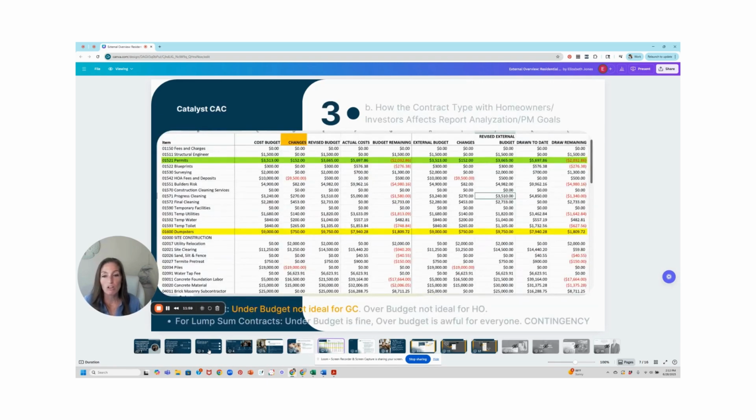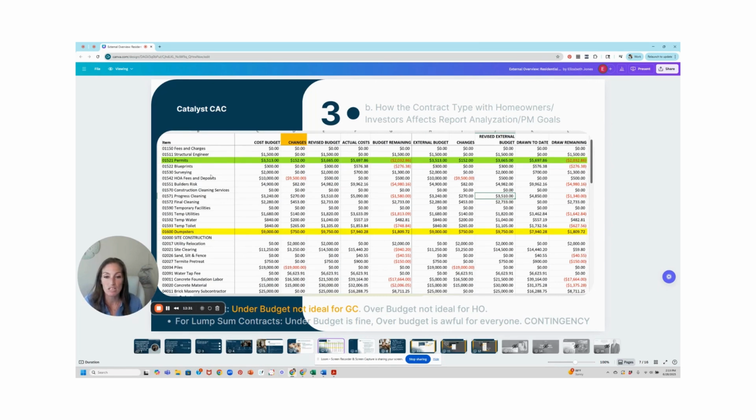Okay, so let's look at how the contract type with the homeowner investor affects the reporting and our project management goals. So if you are cost plus, being under budget is not ideal because you cannot plus what you don't cost, right? So if you overestimate and you say it's going to cost $800,000 to build this house, but it's only $600,000, now you have actually lost a lot of overhead and profit percentage that you might have been banking on because you actually didn't bring in the costs.